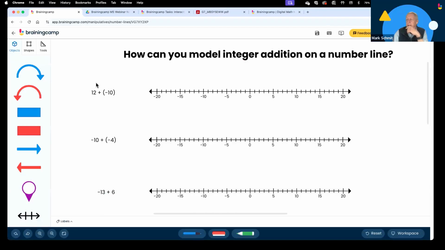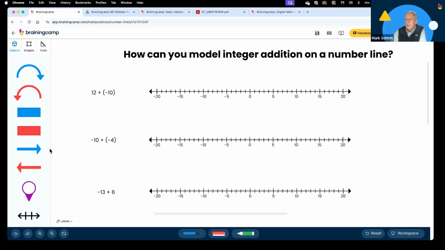Using this linear model starts off with a question. Integers seem to be one of those concepts that we focus on first without context. We tend to look at these new types of numbers, or I should say a new subset of numbers, a subset of the real numbers. So how can we model integer addition on the number line? Well, let's take a look at that first example.